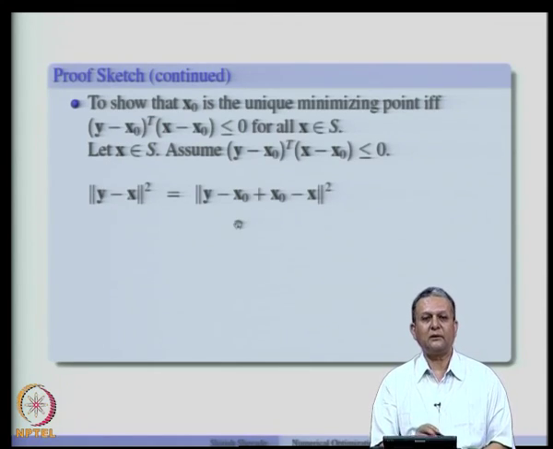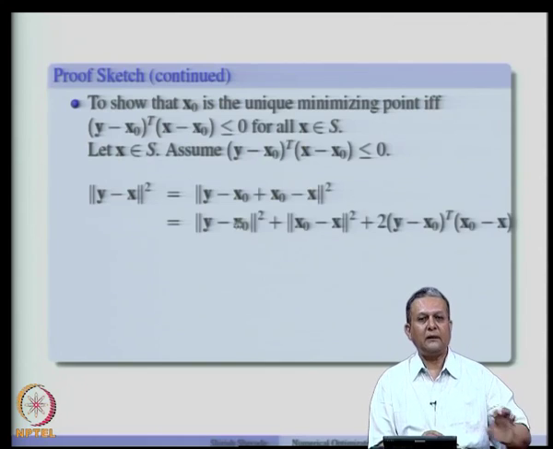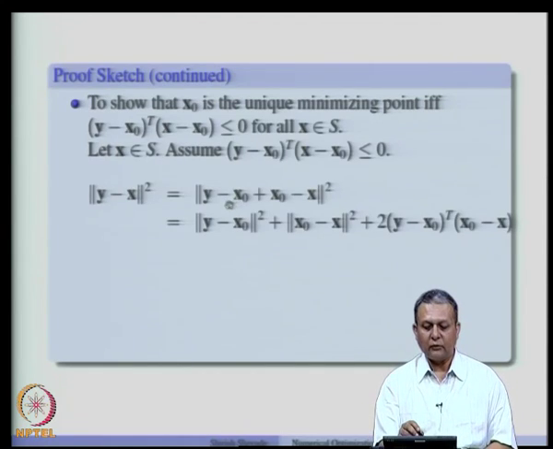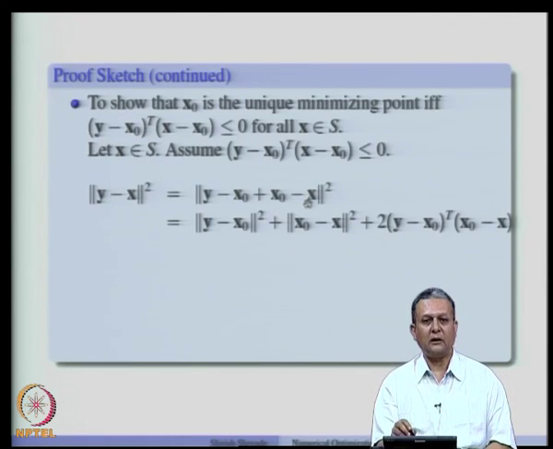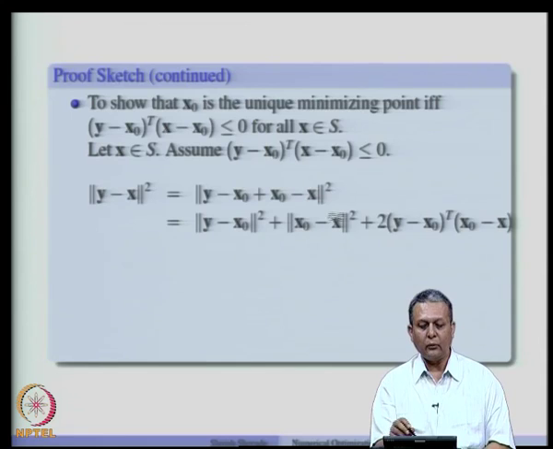Now, we expand the right side. If you expand the right side, we get the square of the norm of the first term plus the square of the norm of the second term, and then 2 times the inner product of the two vectors. So, this is what is shown here.